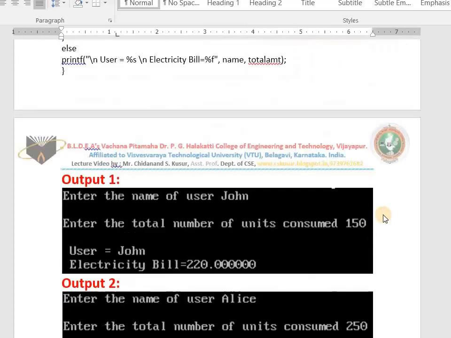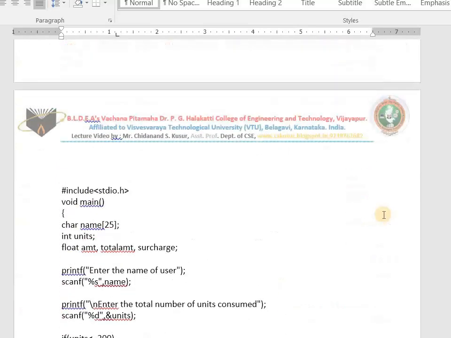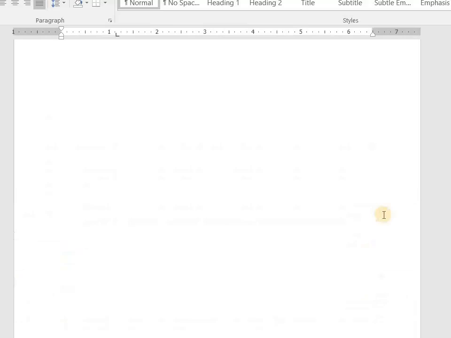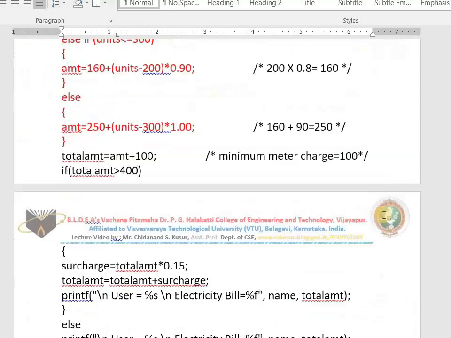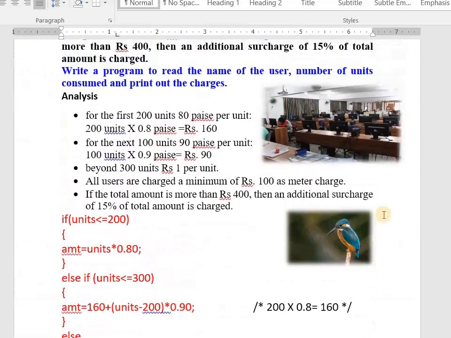Then how to write this program? This program is a very easy program. If you get this program in lab examination, you are the luckiest student. You may get this question in theory examination also. It helps you in both theory as well as in lab. Okay, I explain you once again slowly.